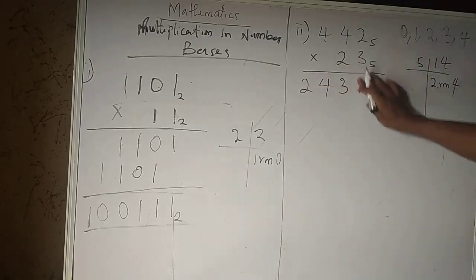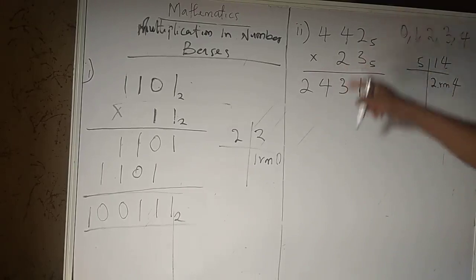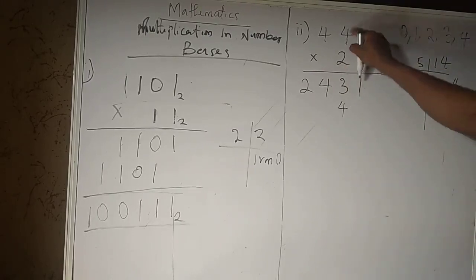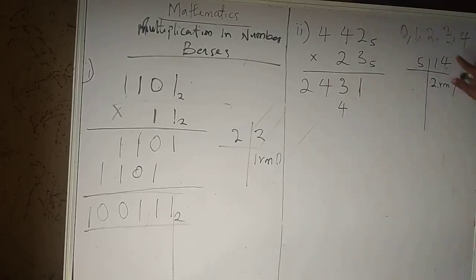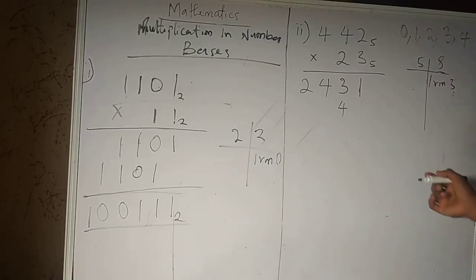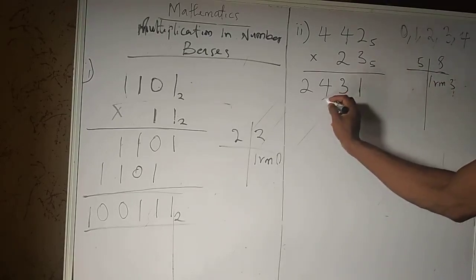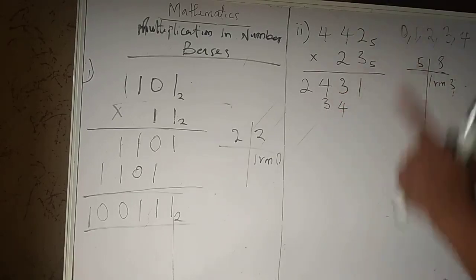The next thing we do is we use 2. 2 times 2 here gives us 4. That's correct, allowed. 2 times 4 gives us 8. 8 is not allowed in base 5. So we do this: 8 divided by 5 is going to go 1 time, remainder 3. So we take the 3 and write it, and then we have 1 left.